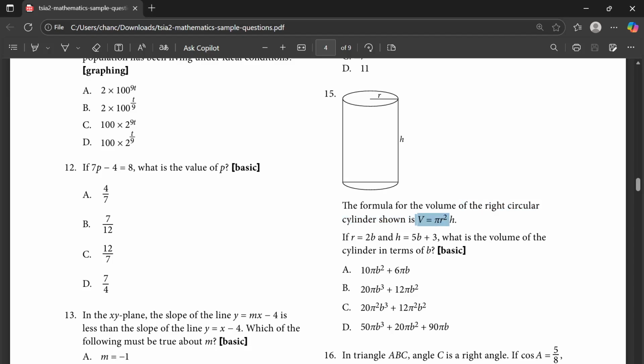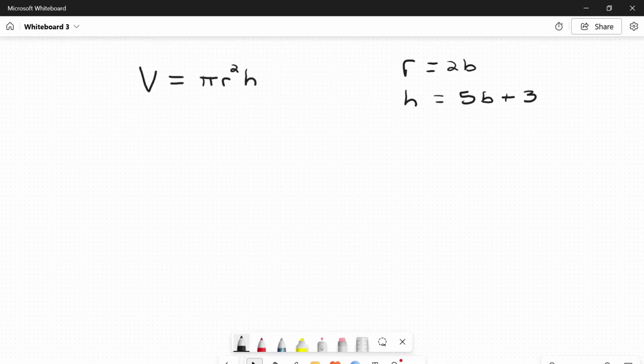So they gave me a volume formula, and they told me what r is, and they told me what h is. So I'm going to take each of those things and plug them into my volume formula and see what I get. I'll have to do some multiplying, distributing, exponent stuff, but it's not too bad. So we've got V equals, I have the formula pi r squared h written here. So I'm going to write down my r squared will go here, and my h will go here.